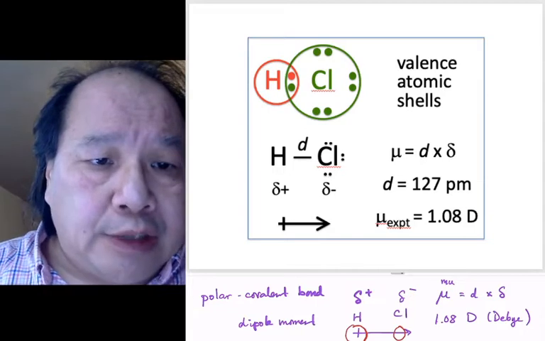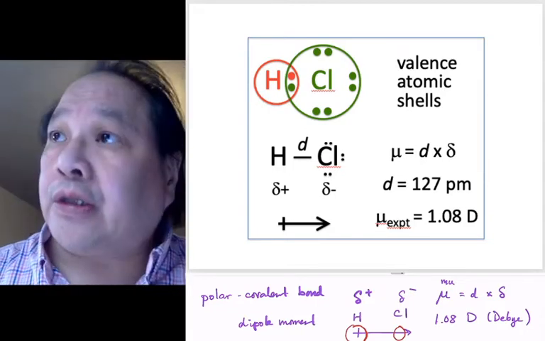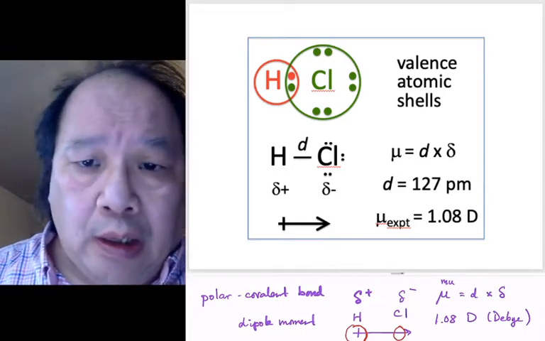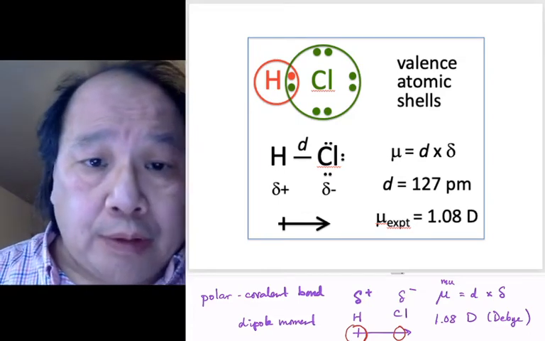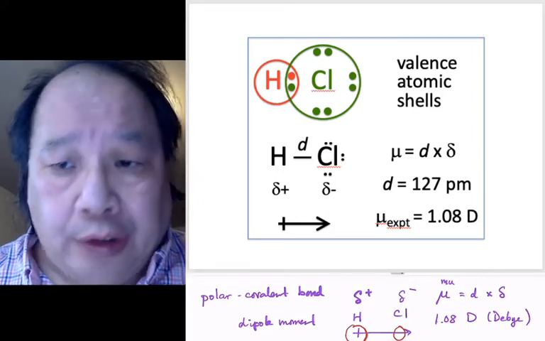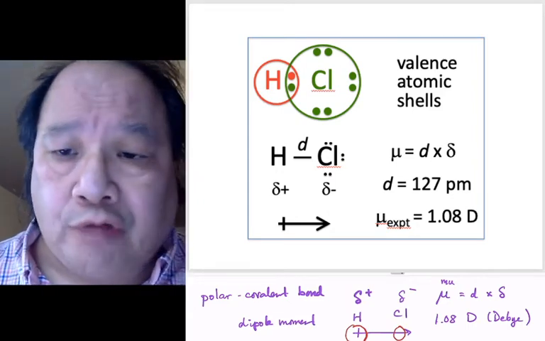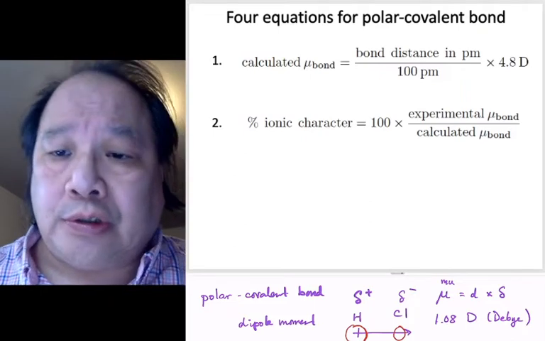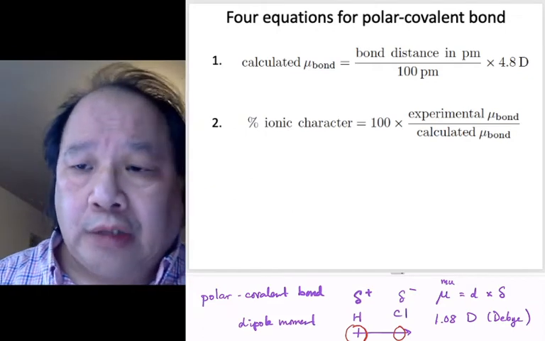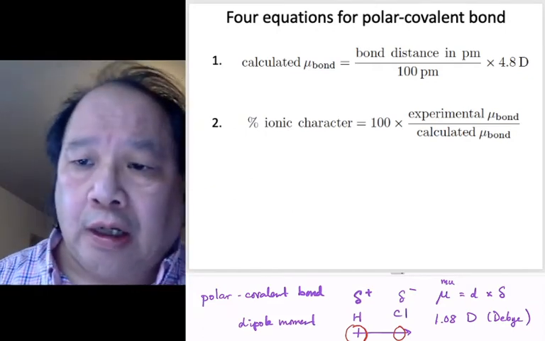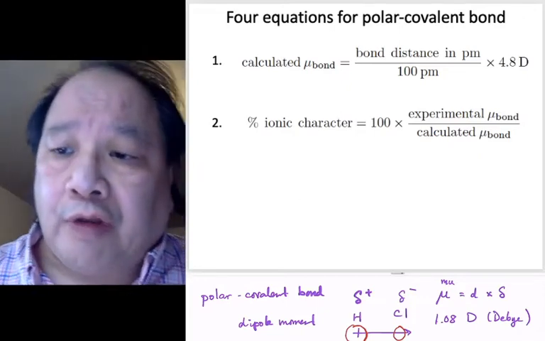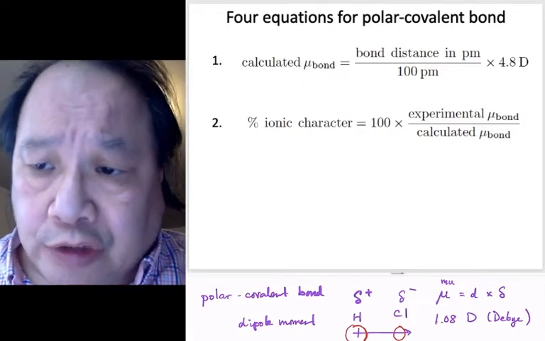Okay, chemists then have studied these. They can find these dipole moments experimentally, and they have studied them. The larger the delta, the larger the dipole moment, the more ionic it is, and the smaller the delta, the more covalent it is. That's expressed in these equations. We're going to introduce the idea of the calculated mu bond, which is really just: if the charges are at 100 picometers, at 4.8 debyes, that would be complete transfer.